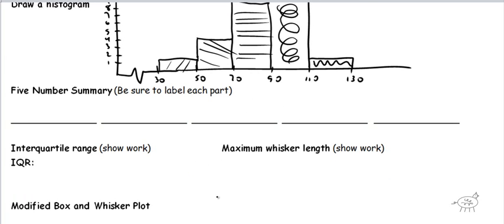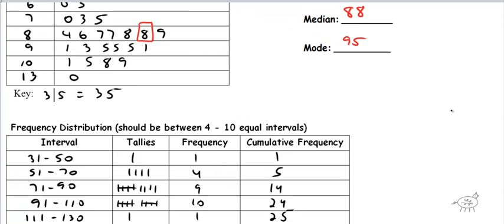We already know our minimum value is 35, so don't forget to label them. Our median was 88. We already figured that out. Our maximum value was 135. That's pretty easy. Now let's go back to the data here. We've got to figure out Q1 and Q3. So let's go back here.